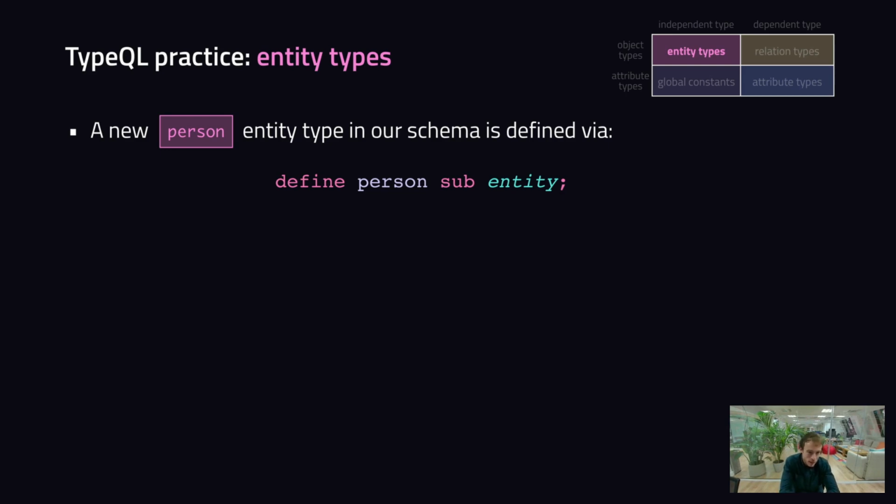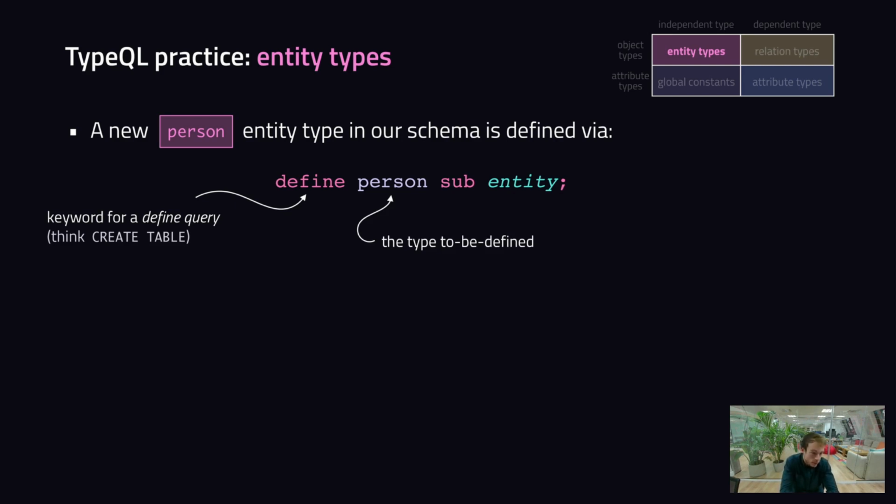Starting at the top, let's look at entity types. Entity types are, in a way, the easiest types. They're independent types which collect objects. And a new entity type, let's say a new person entity type in TypeQL is defined as follows. So you're looking at a define query indicated by the keyword define. For now, you could think by loose analogy with SQL as this being a create table instruction. And this is followed by person, so that's the type that we want to define here.